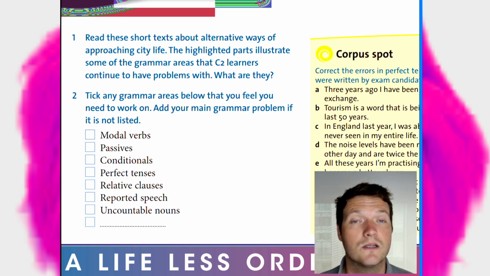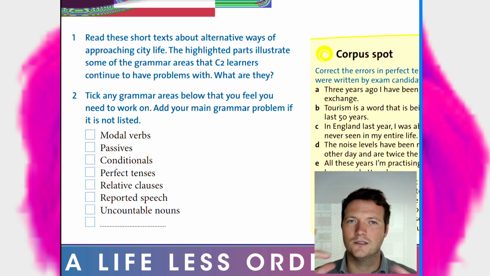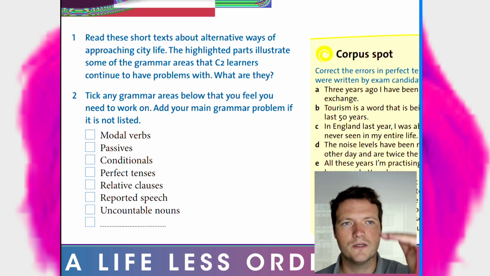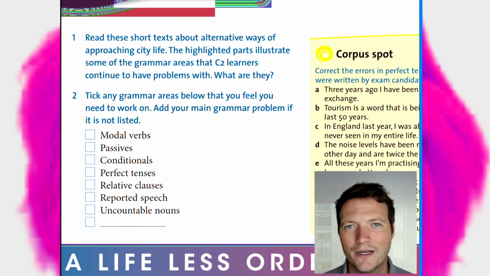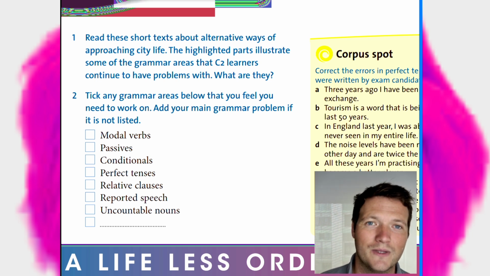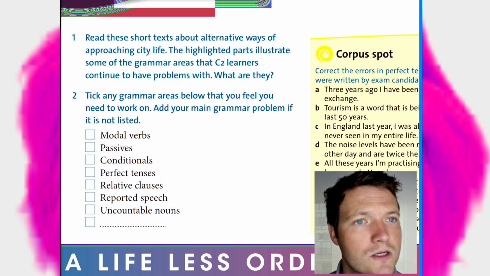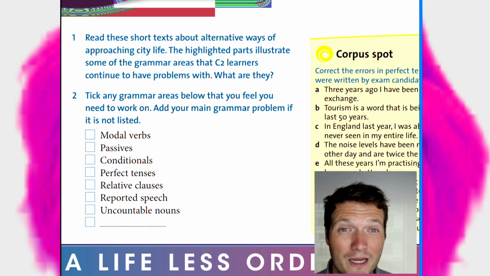Conditionals, yeah, that can still cause problems at this stage, though I do feel that conditionals are kind of like a mathematical problem, really, isn't it? It's 0, first, second, third, and the two kinds of mixed conditional, and then you're away, really. Once you've got that under control, you shouldn't have too many problems with it, and they are very, very useful. So make sure you know the structure of all of the conditionals. Perfect tenses, we've mentioned that.